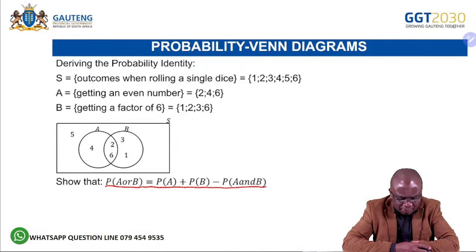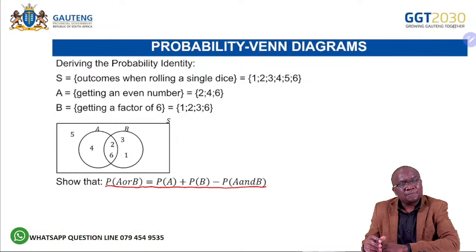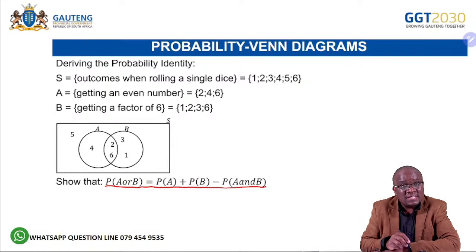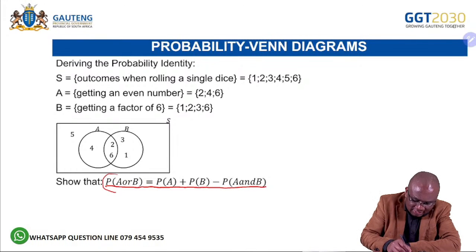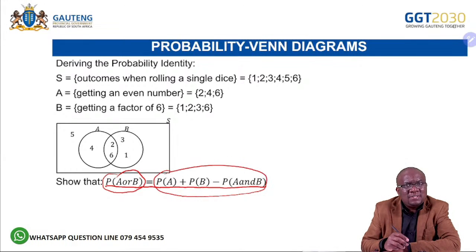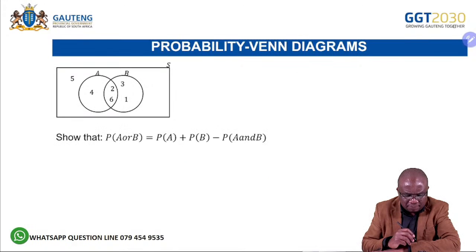Okay, so probability of A or B is equal to the probability of A plus probability of B minus probability of A and B. And then we're going to use this example to prove that. We're going to prove that this left-hand side is equal to the right-hand side. Can we do that? Right, we're going to do it step by step.